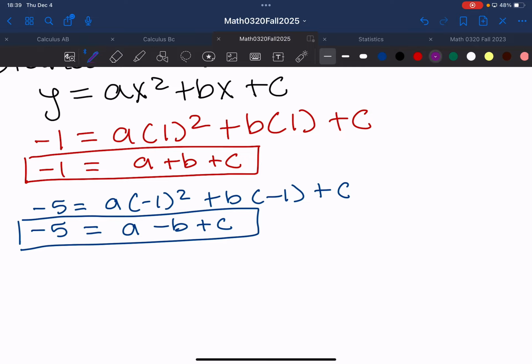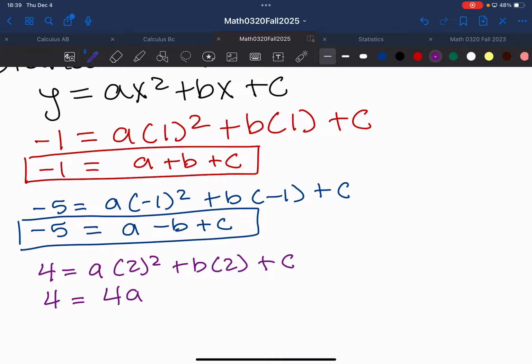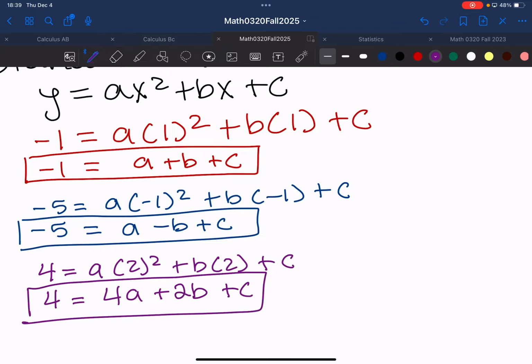Okay, and we're going to do the same process for that last point. Now we're plugging in 2, 4. So I have 4 is equal to a times 2 squared plus b times 2 plus c. So this is 4 is equal to 4a plus 2b plus c. And what we did is we created 3 equations that are all in terms of a, b, and c.